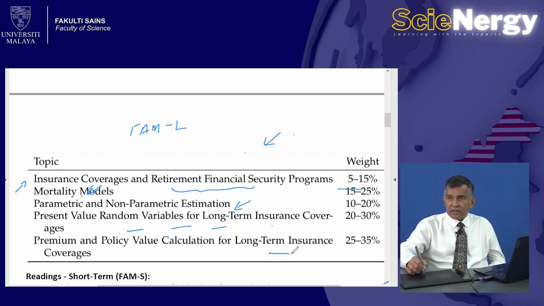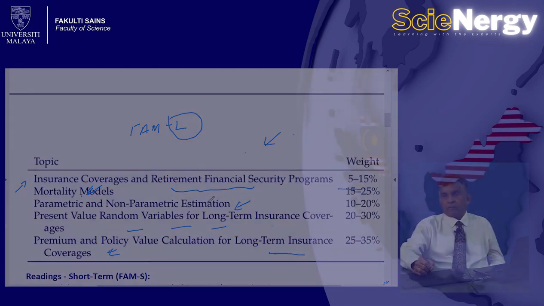Now, the reason this is here, long-term insurance, is because of this thing here, okay? We are only dealing with long-term life insurance mathematics.